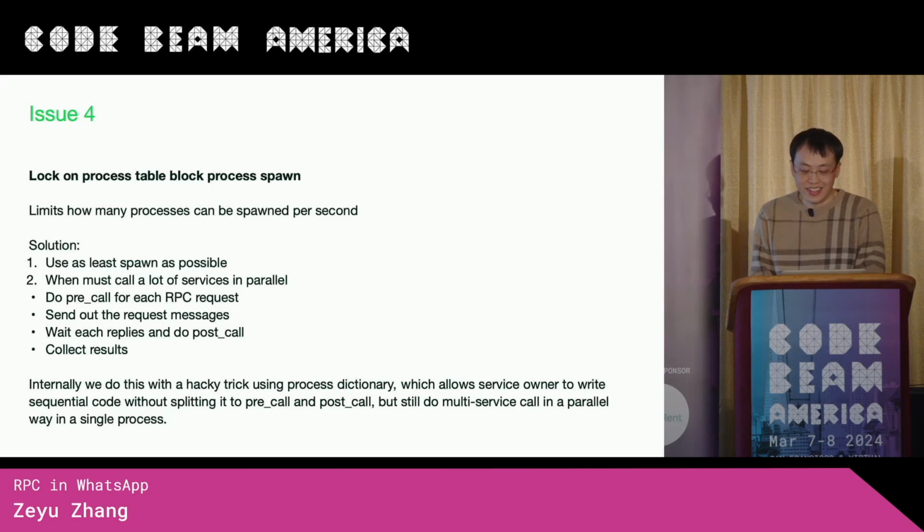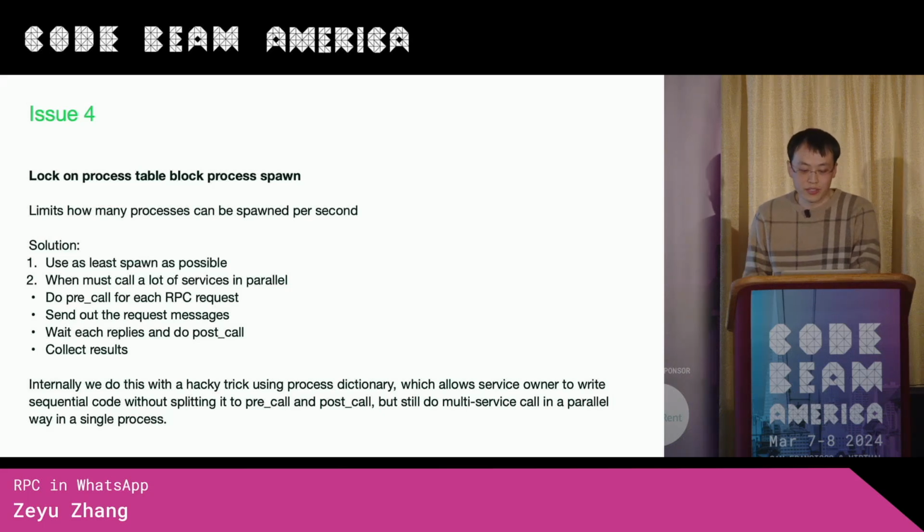The general guideline is definitely to spawn as few processes as possible and only use pre-existing ones. However, when we must make a lot of service calls in parallel, the right way is to do a pre-call computation for each request, then send out the request messages, then wait for each reply and do a post-call, and finally collect the results. This is a very straightforward standard approach.